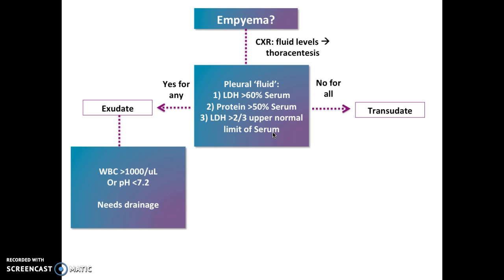In this case, you want to look a little bit deeper for empyema, so you want to see are there a lot of white blood cells, so greater than 1,000 per microliter, or is it very acidic, so the pH is less than 7.2, and this points to empyema, you need to drain it.